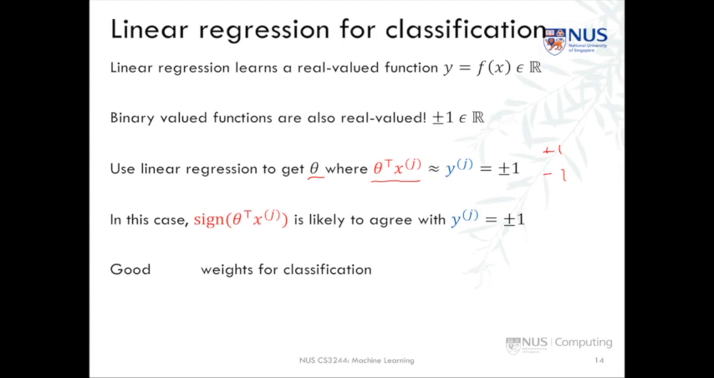If everything we end up is +1, then certainly it's on the positive side of the sign function, so that's going to be okay. And if it's a negative example, it's going to be below 0, so that's fine. It's going to be -1. So in short, it's going to be likely to agree with this. So are they really good weights for classification? What do you think?